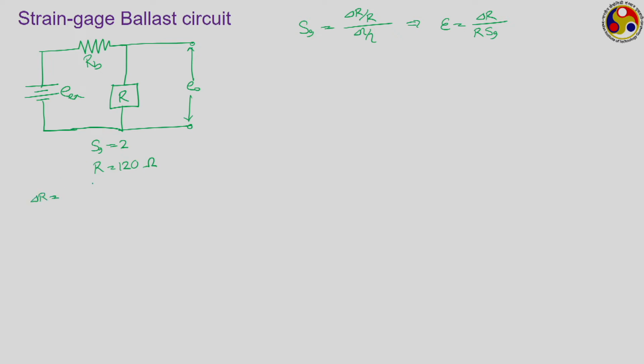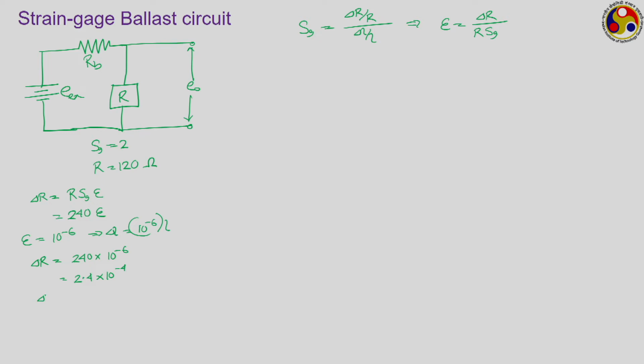Your delta R is equal to R Sg epsilon, if we use these two values. So, we have 240 into epsilon. Now, suppose you are looking to measure a strain of 10 to the power minus 6, that is we are talking about delta L to be 10 to the power minus 6 times the initial length. Then the corresponding change in the resistor delta R is 240 into 10 to the power minus 6, that is 2.4 into 10 to the power minus 4.